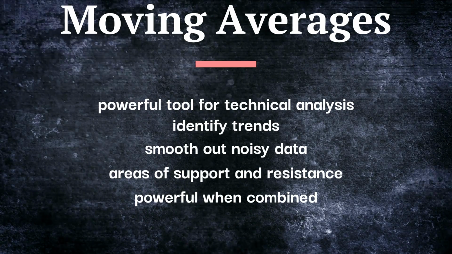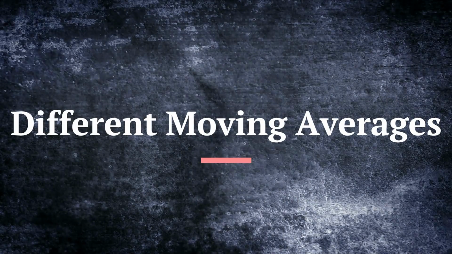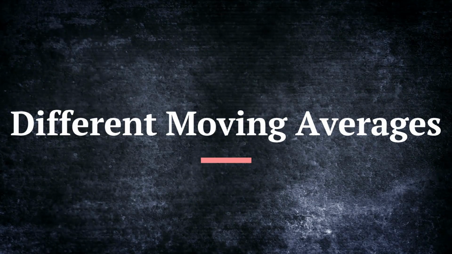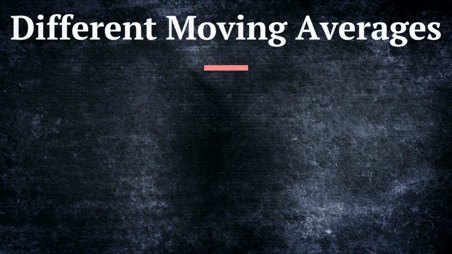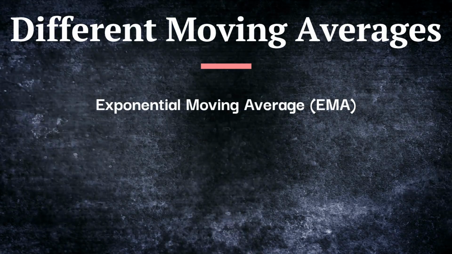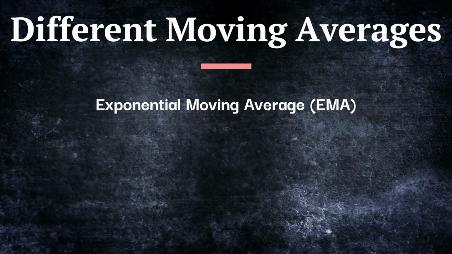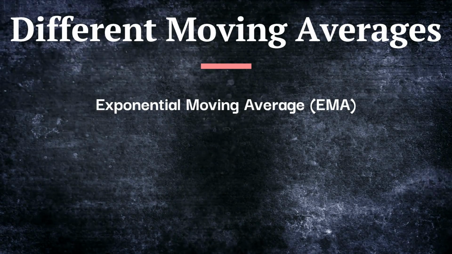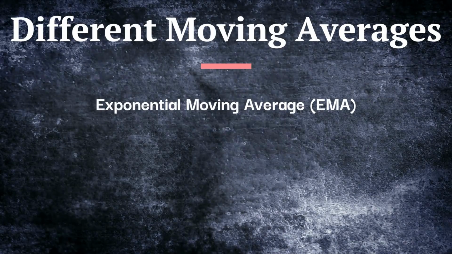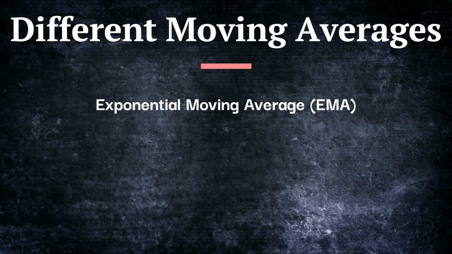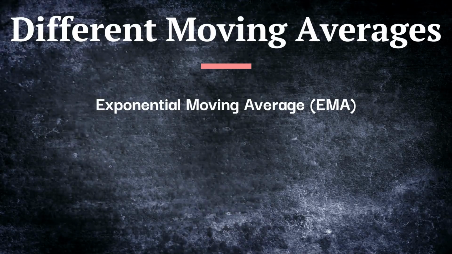informed trading decisions. In addition to the simple moving average that we discussed earlier, there are also several other common types of moving averages that traders may use in their analysis. One of these is the exponential moving average, or EMA. This type of moving average places a greater weight on the most recent data, making it more responsive to recent price changes. This can be useful for identifying short-term trends, but it can also lead to more false signals.